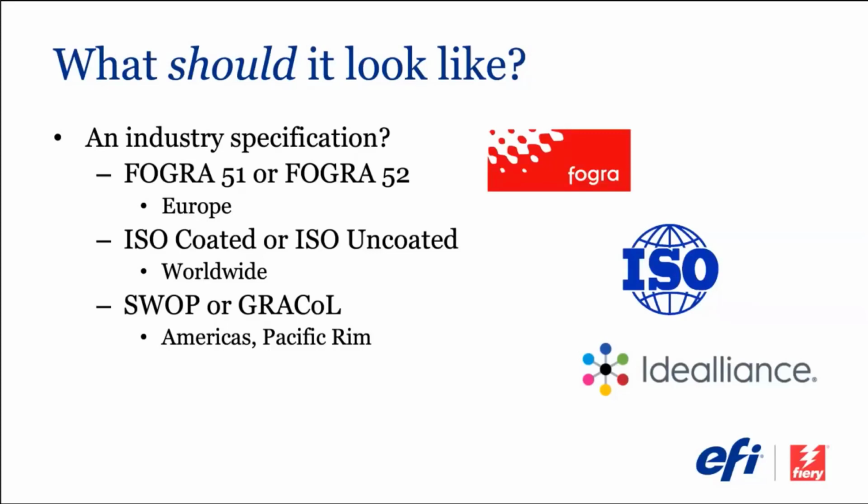Same thing if you happen to run a toner-based printer or an inkjet printer. If you say Fogra 52 or Grackle, we now know what color should look like. Fogra 51 and Fogra 52 are used primarily in Europe. ISO coded and ISO uncoded are usually used worldwide, and SWOP and Grackle in the Americas and more in the Pacific Rim area.